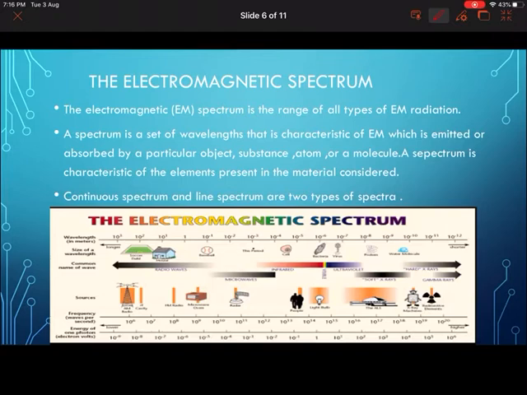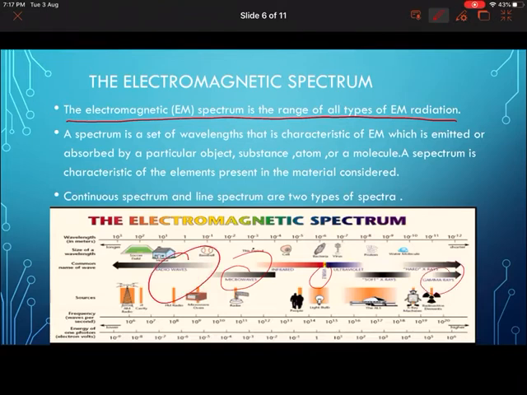Let us move to the electromagnetic spectrum. What is the electromagnetic spectrum? It is the range of all types of electromagnetic radiation that we mentioned already: microwaves, visible, gamma rays, X-rays, radio waves. In this chart, these electromagnetic radiations are arranged as per increasing wavelength from left to right.